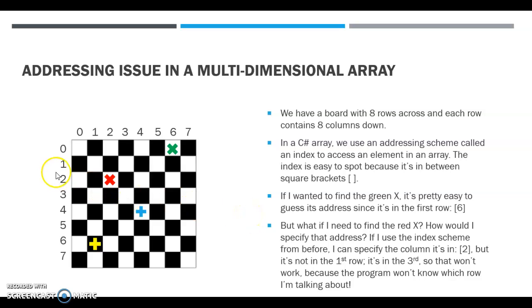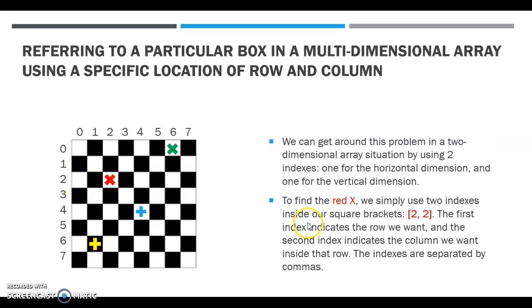I need to specify not just the column it's in, but also the row it's in, because which column 2 is it in? Is it in 0, 1, 2, 3, 4? I know it's not in the first row. So I can't just put in 2 or 6 or whatever, because it's not going to give me the information of the other dimension. So to refer to a particular box, we're going to need to use 2 indexes. It's a pretty simple solution, one for the horizontal and one for the vertical dimension.